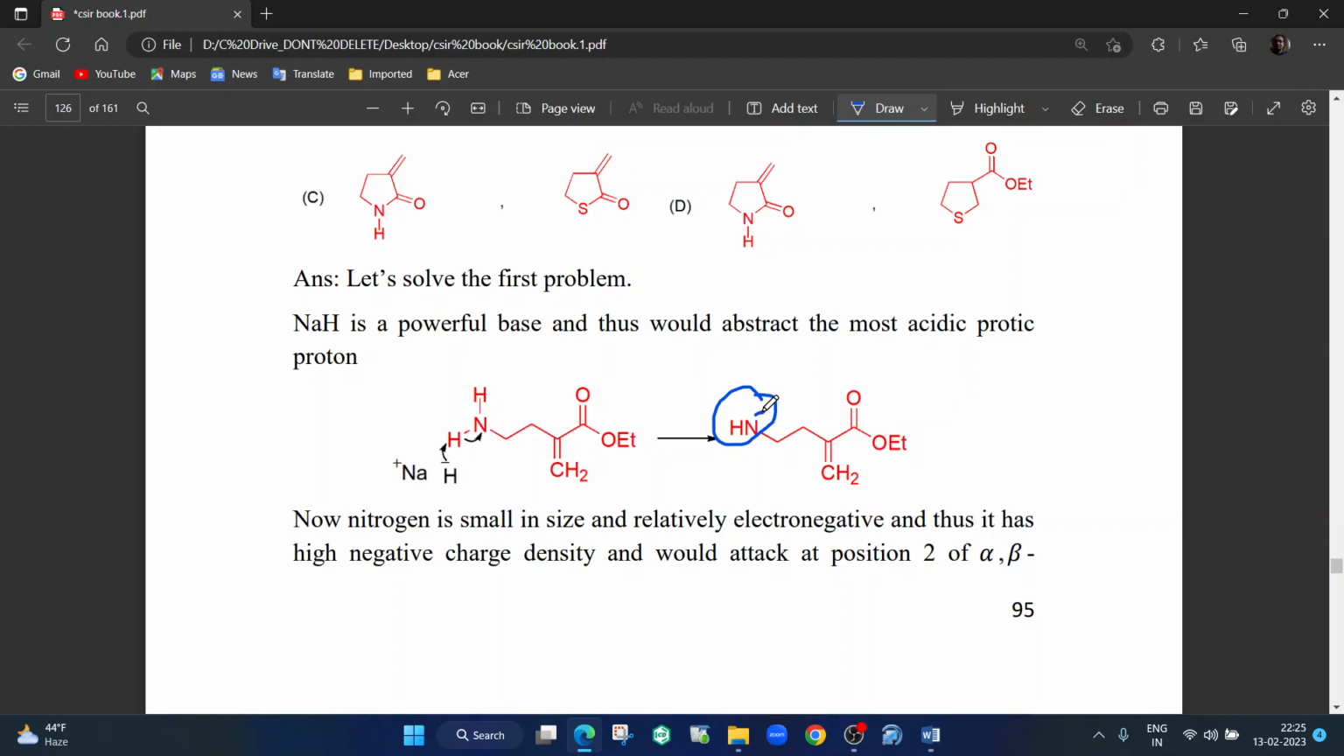So, this negative charge is highly localized, and so it is more of a charge interaction than nucleophilic attack. So, this has huge amount of negative charge, and so it will go and attack that position which has huge amount of positive polarity. So, it is more of a charge interaction than nucleophilic attack. Nucleophilic attack is all about orbital overlap.